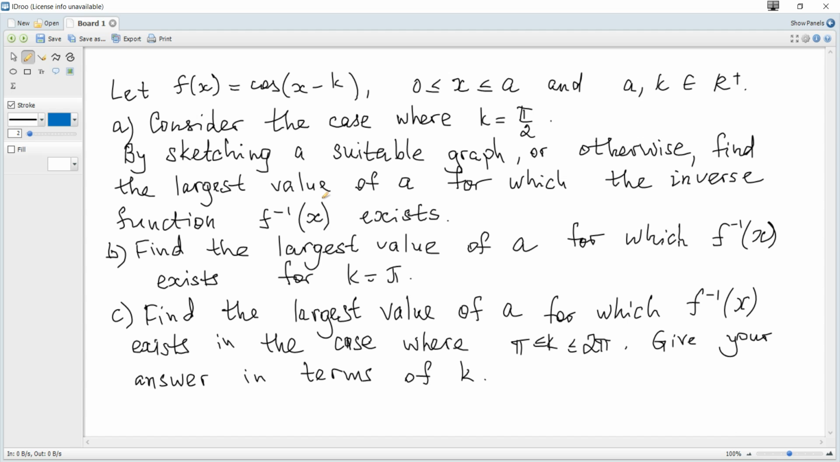Let f(x) = cos(x − k), for x greater than or equal to 0 and less than or equal to a, where a and k are real and positive. A: consider the case where k is pi over 2. By sketching a suitable graph, or otherwise, find the largest value of a for which the inverse function exists.